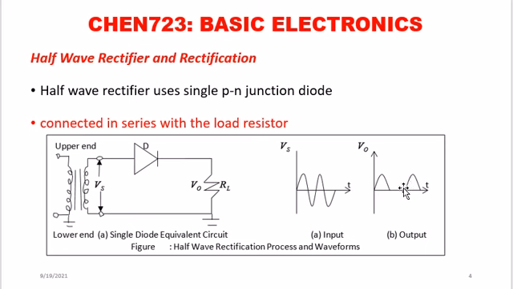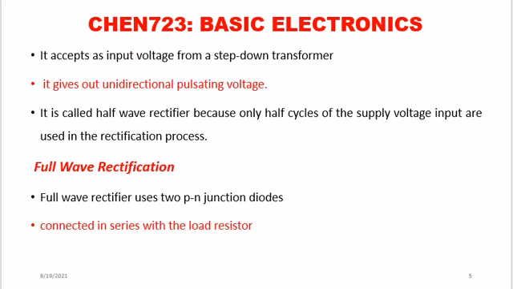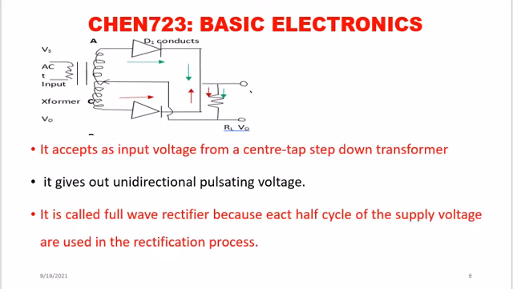So the full wave rectifier is a better option because it allows all the signal to pass, but instead of flowing in two directions, it will only flow in one direction. And we call this one full wave because none of the half waves is wasted. All of them are conserved, but we change them from flowing in two directions to flow in only one direction.